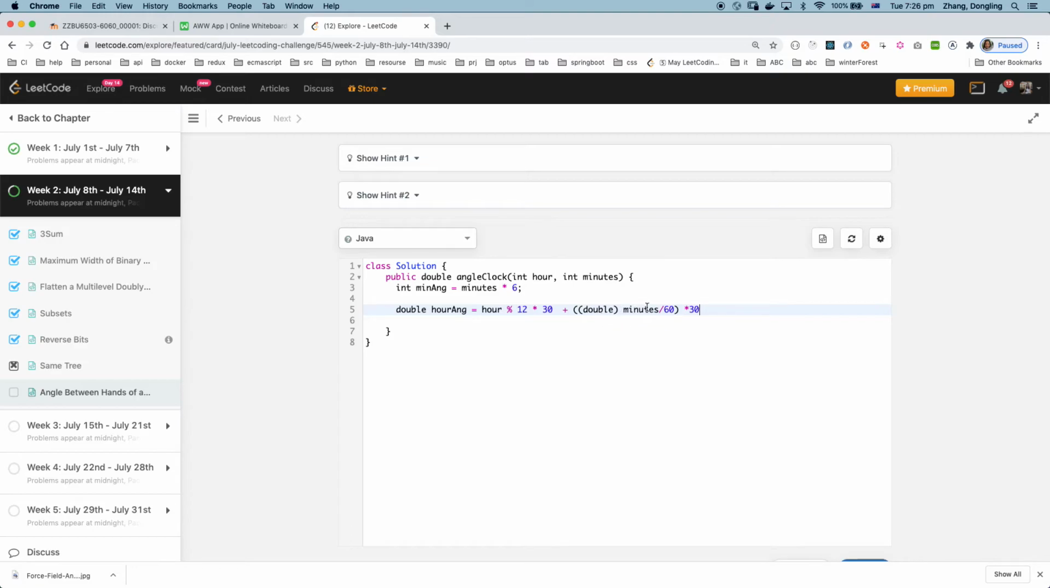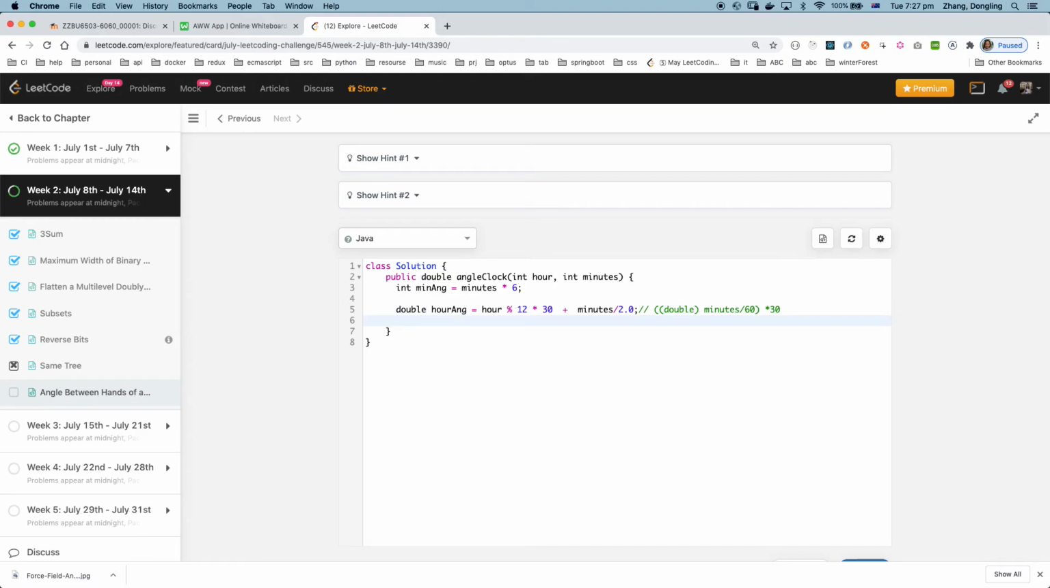Actually, you could simplify this: you could do minutes divided by 2.0. This is exactly the same as this code. You understand it because you divide by 60 then times 30, which is dividing by 2.0, so I also don't need to cast back to a double.